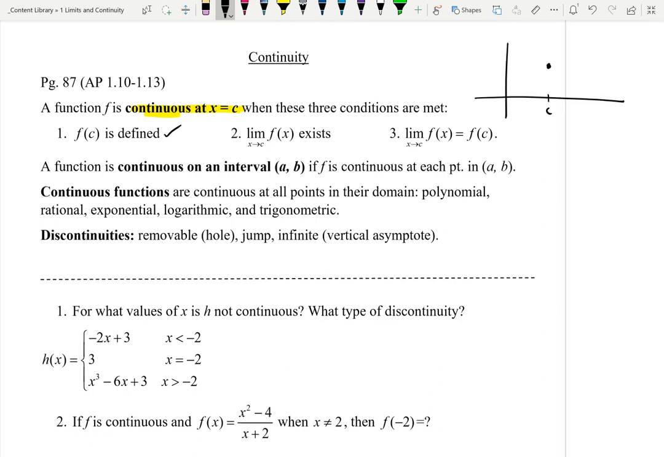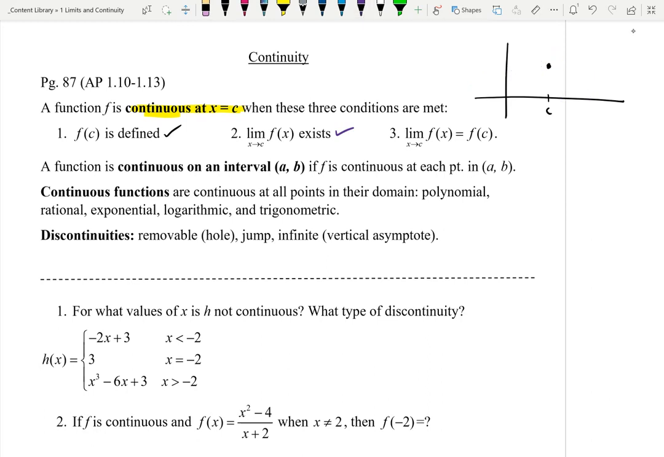Now for a limit to exist, of course, that means the limit on the left has got to equal the limit on the right. So I have a limit coming in. Let's say it goes to there, and on this side it comes up, and it goes to there. I have now satisfied the second requirement because the two sides are coming together, the limit exists. And now you'll see the third requirement is that the limit must equal the function's value. I have failed in that one on the graph that I've drawn.